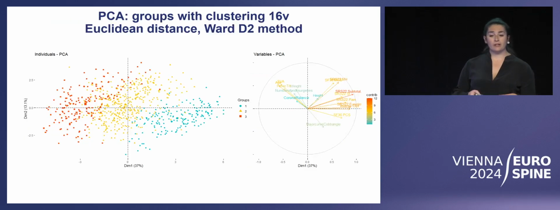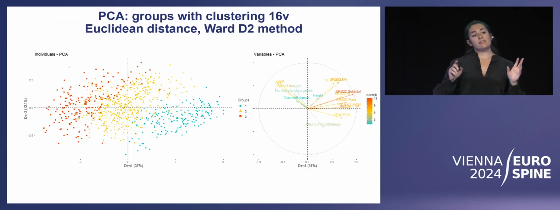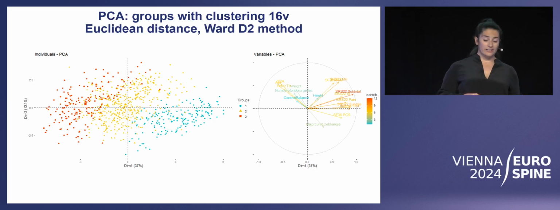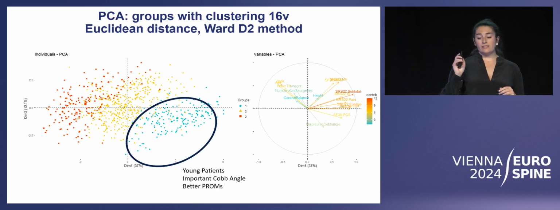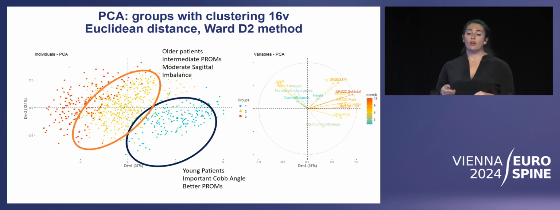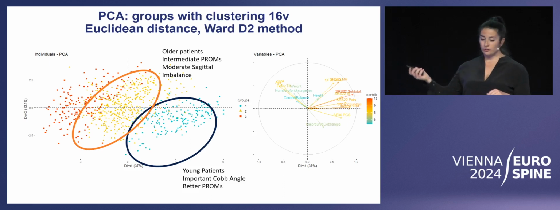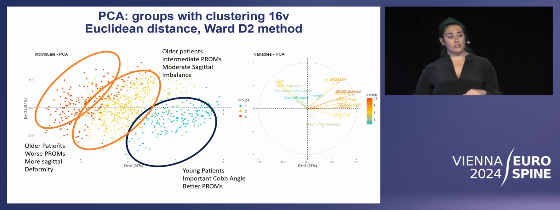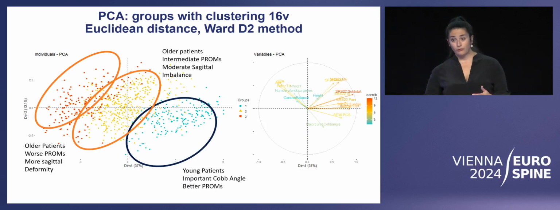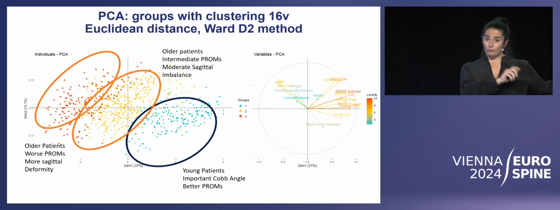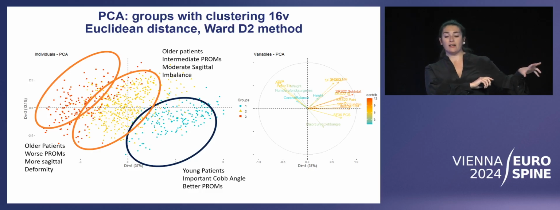And then if we look at this in more detail, this is the clustering method with 16 variables, more reliant on clinical parameters. We see one cluster, young patients with coronal deformity, older patients with mild disability and mild sagittal deformity, and older patients with a more severe deformity and a more severe malalignment. Now, does this sound familiar for what we have just seen in the previous study, right?